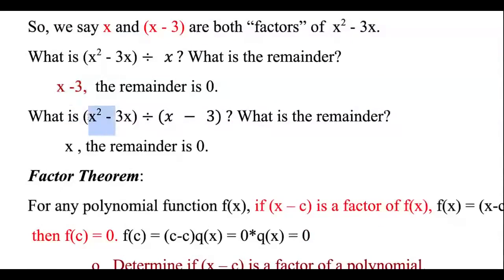What is x squared minus 3x divided by x minus 3? What's the remainder? Well, we see x can be factored out, right? If we factor out x, we get x times (x minus 3). x minus 3 divided by x minus 3 becomes 1. So it just equals x, right? So the quotient equals x. There's no remainder, or the remainder is 0.